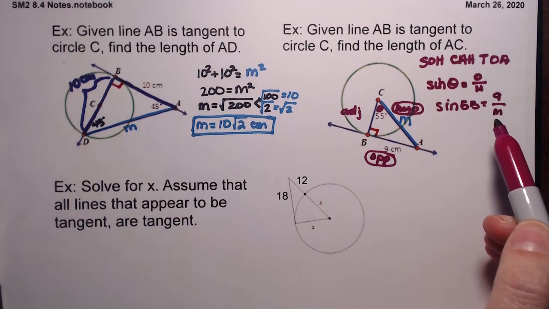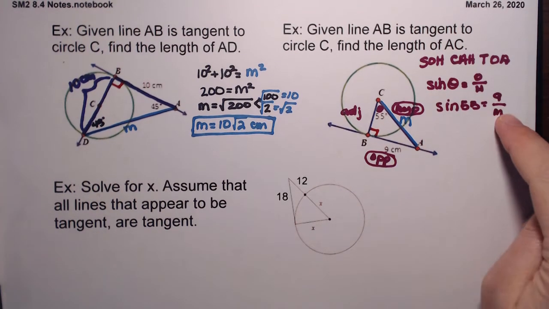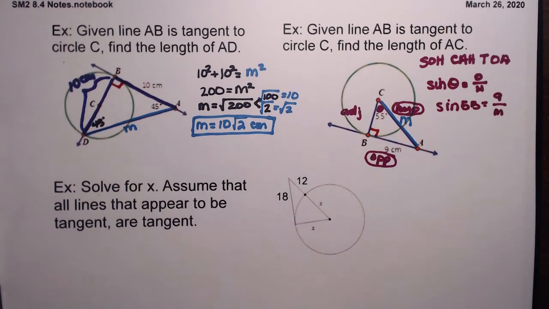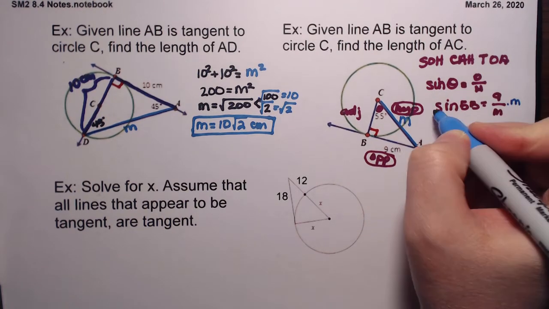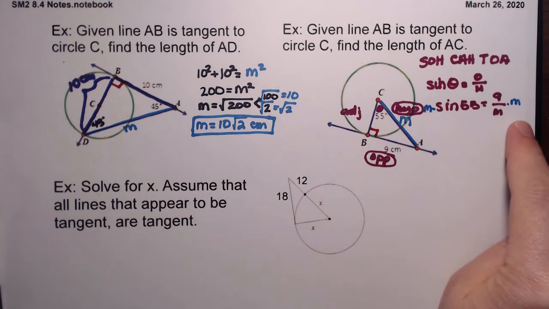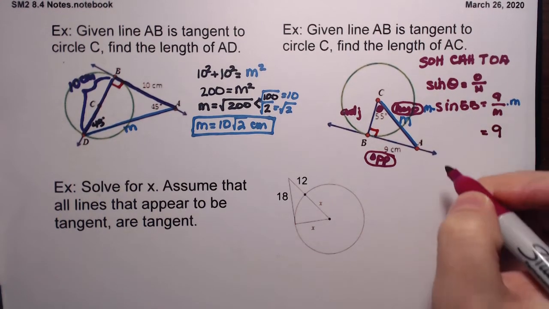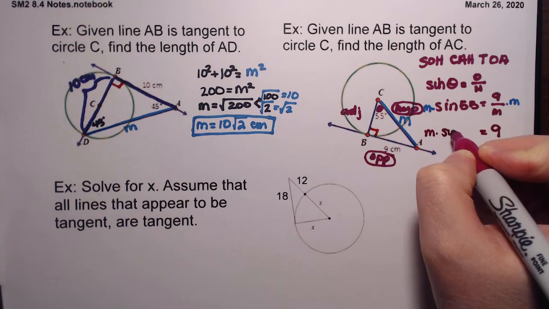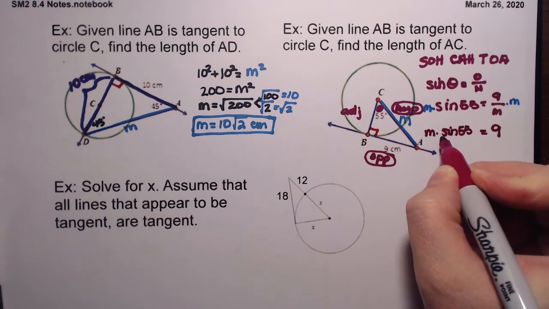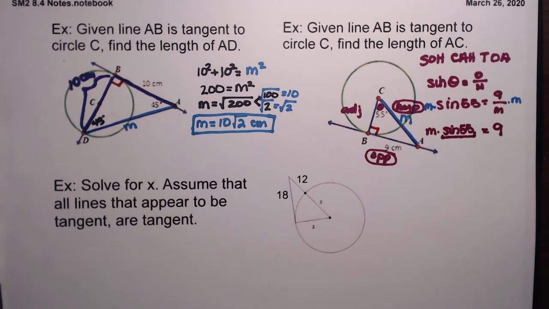Now, I don't get to just divide by 9 or multiply by 9 on this one, because what I'm trying to find is in the denominator. So what I'm going to do is multiply by m on both sides. M divided by m is just 1, and 1 times 9. And then on this one I have the m times sine of 55. Now remember, sine of 55 is a number itself. It's just not one that we can actually write out as an exact answer.